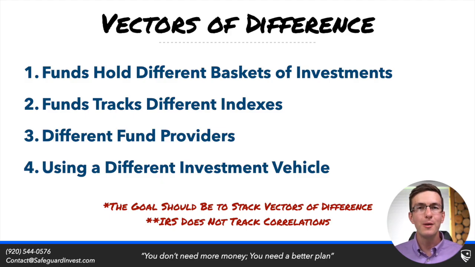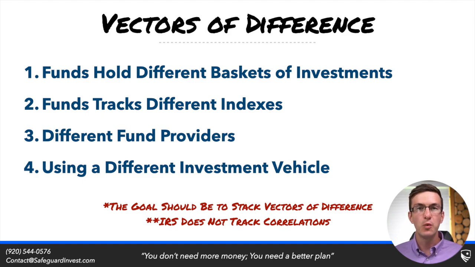The further that we are able to stack these vectors of difference, the better case we'll be able to make to the IRS if they ever do rule on this gray area. And so on the screen, I have 4 vectors of difference that are ranked from the most different to the least different. So the first one is funds that hold a different basket of investments. And this is the most important one and will allow you to sidestep any wash sale rules almost regardless of what the IRS rules on.